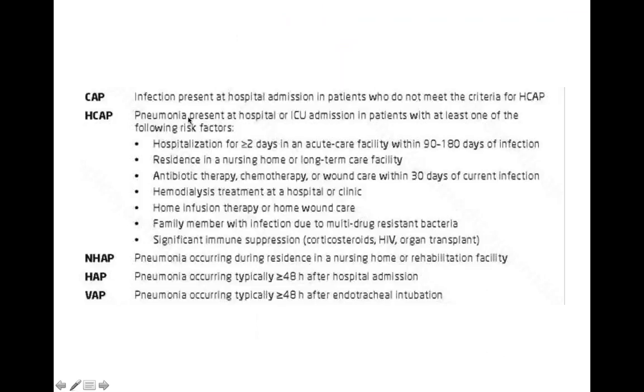So these are the further definitions, like we have community acquired pneumonia, so the infection gets from the community. And we have hospital healthcare associated pneumonia during hospital or ICU admission.